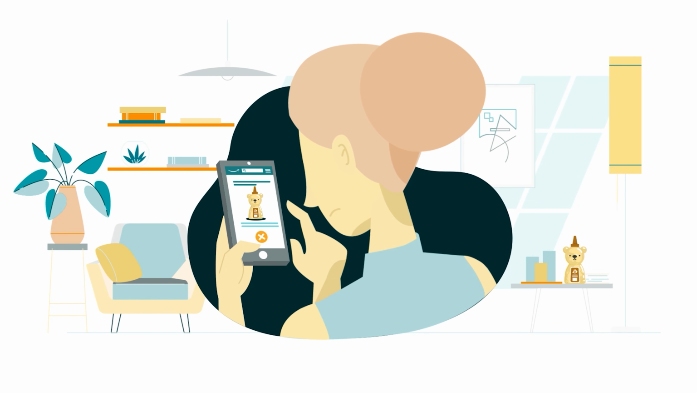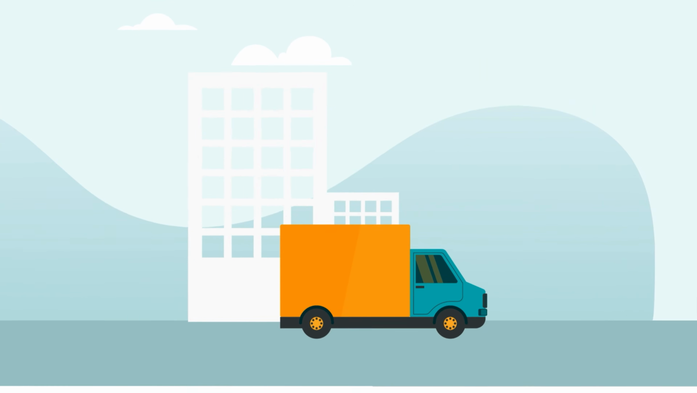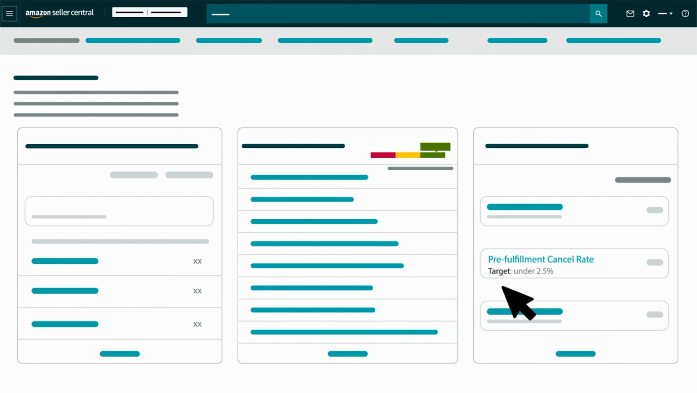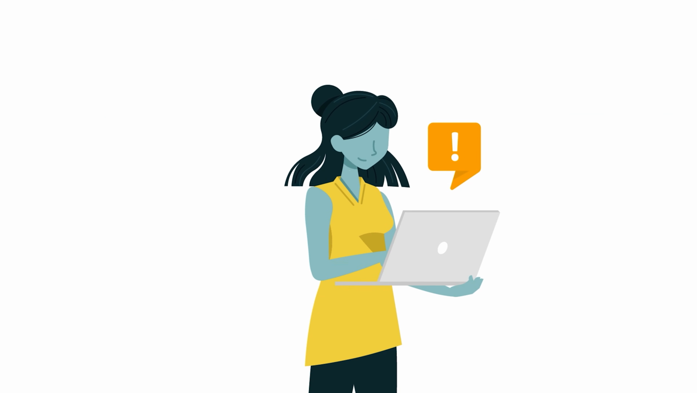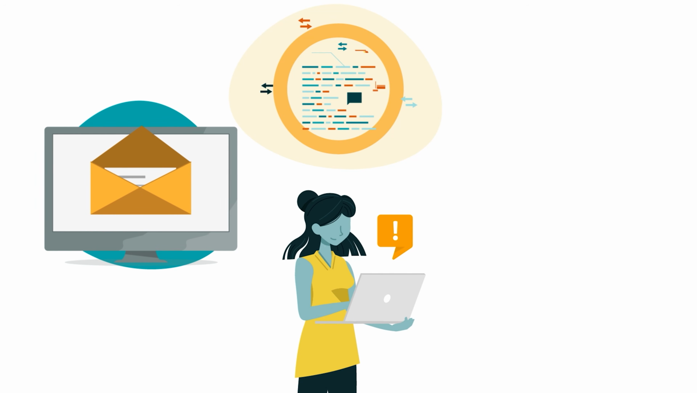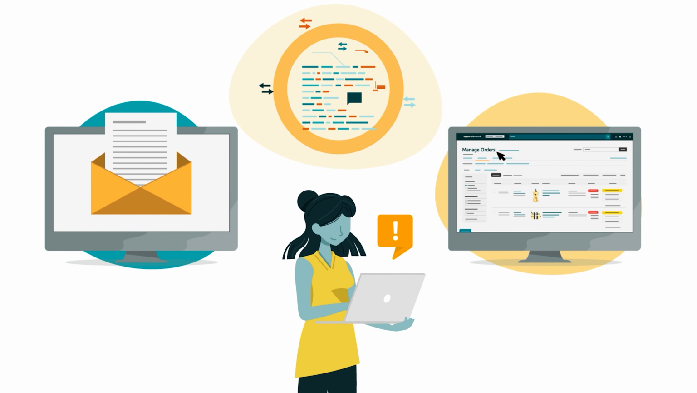When a buyer raises an official cancellation request and the order hasn't been shipped or confirmed as shipped, you can cancel their order without impacting your cancellation rate. You'll be notified of all official cancellation requests through your email, your application programming interface or API, and in Seller Central through your order reports and Manage Orders page.